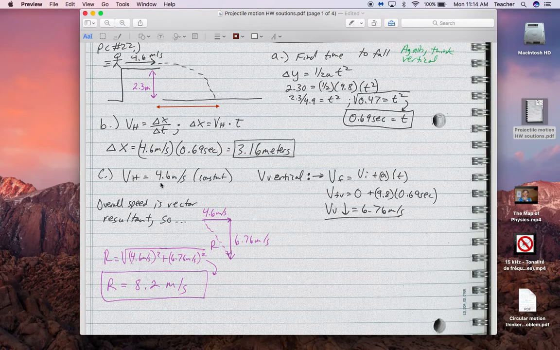Now, we want to find the final speed. I told you this was a little bit tougher, and I gave you some hints on that. The 4.6 meters per second horizontally doesn't change. I need to find the final vertical speed. You could do that a couple of ways. I did it this way.